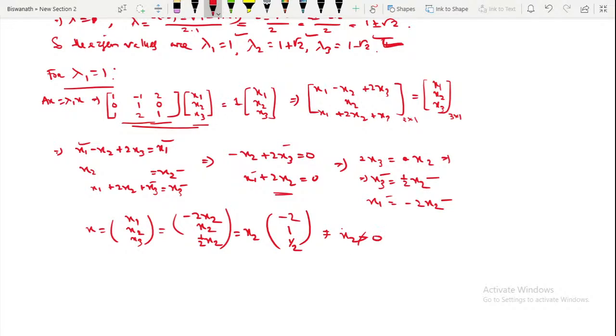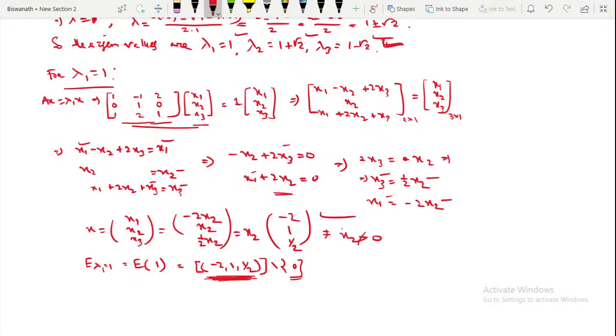So x2 not equal to 0, because we are interested in non-zero eigenvectors. So what will be the eigenvalue associated with your lambda 1 equal to 1, that is your eigenspace of 1. This is your span of minus 2, 1, comma half, except 0. That means any span of this one means any scalar multiple of this one except 0. That means the non-zero vectors, only the non-zero vectors which are the scalar combination of this one.